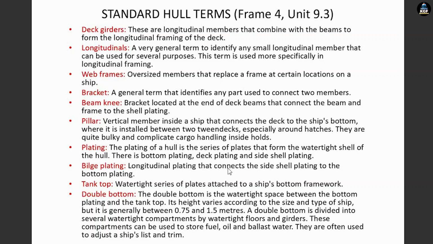Its height varies according to the size and type of a ship, but it is generally between 0.75 and 1.5 meters. A double bottom is divided into several watertight compartments by watertight floors and girders. These compartments can be used to store fuel, oil and ballast water. They are often used to adjust a ship's list and trim.